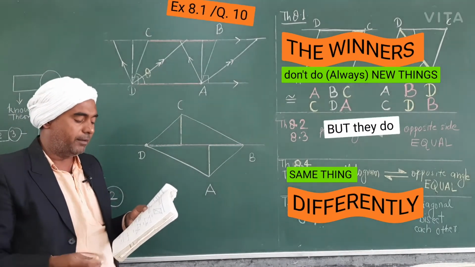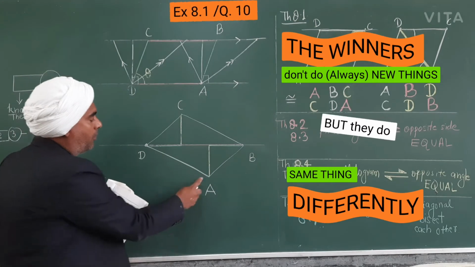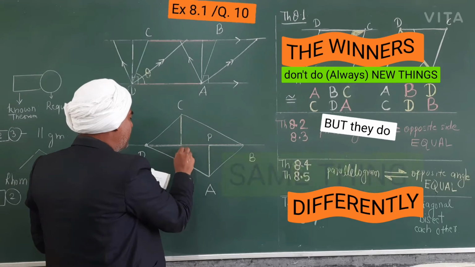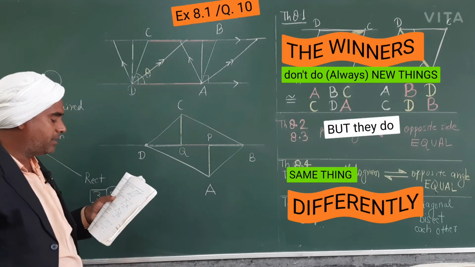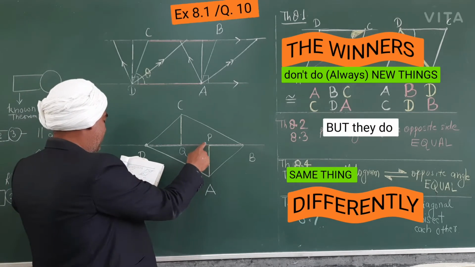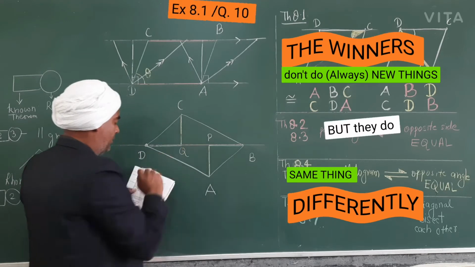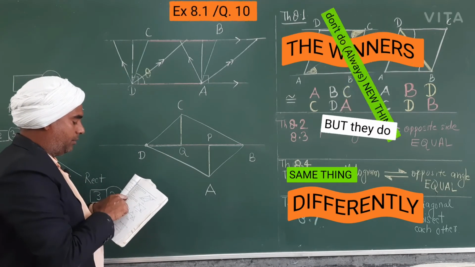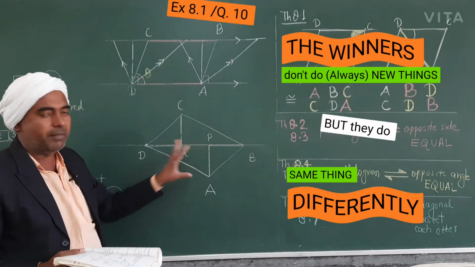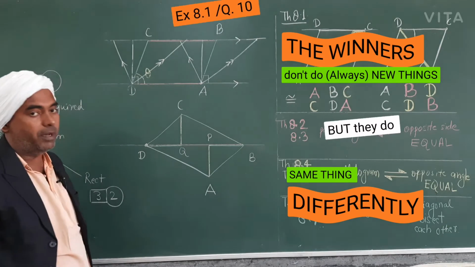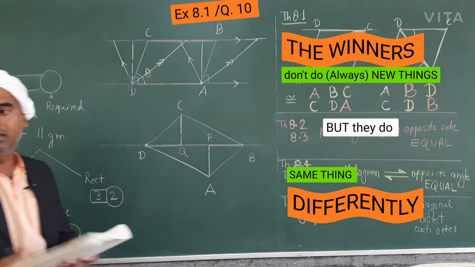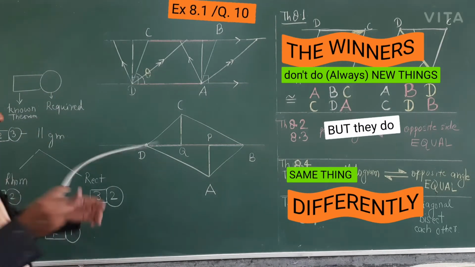I already said it is a parallelogram, and AP and CQ. This is AP, and this is CQ. AP and CQ are perpendiculars from vertices A and C on the diagonal BD. So there is no mistake in my figure. And how many things are given? This is a diagonal BD of a parallelogram.